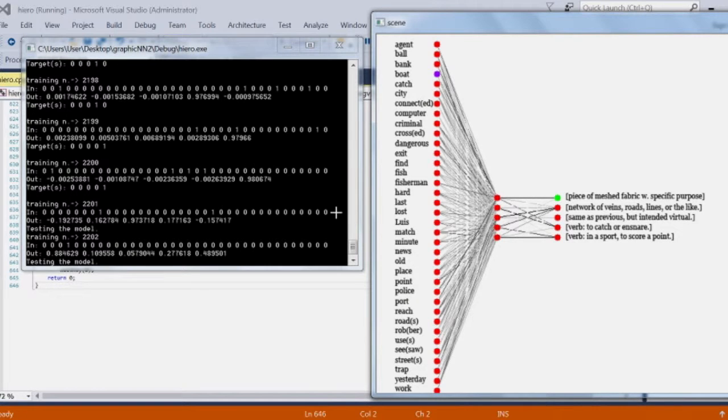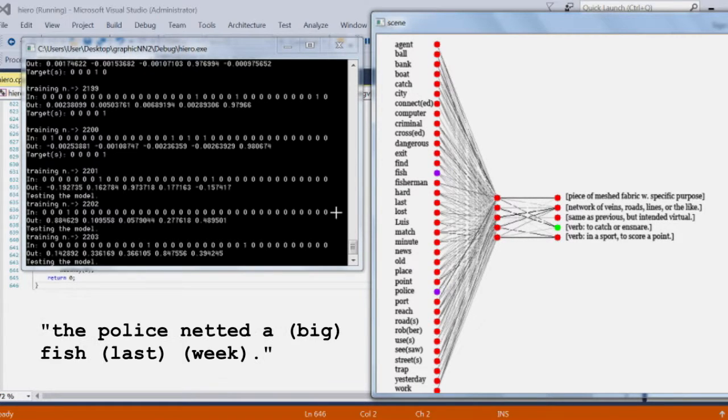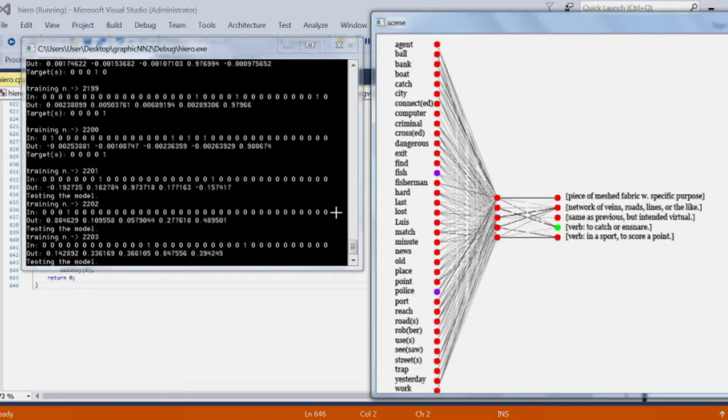Now let's try something more interesting. I will use now an ambiguous phrase. The police netted a big fish last week. This sentence is a synonym of the police caught a big fish, or the police caught a criminal. Even being only trained on so few sentences, and as many catch a criminal cases as fishing net cases, it identifies the good context successfully, despite the ambiguous use of fish.